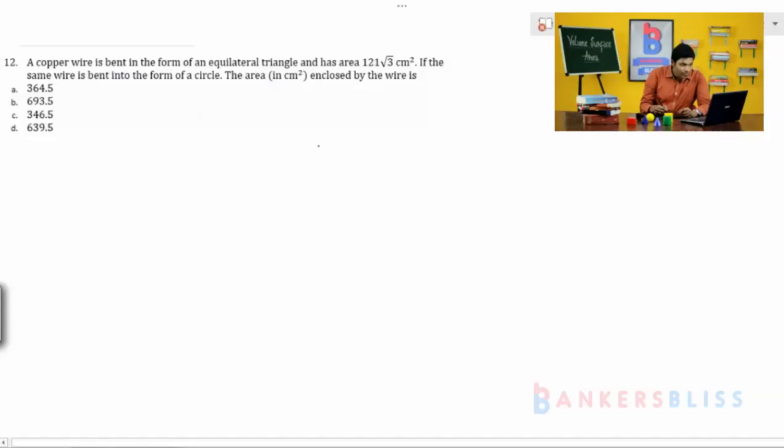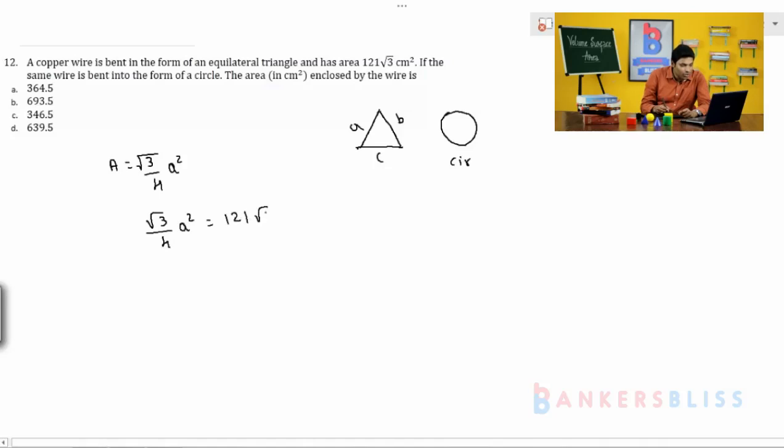See here, it is in the form of an equilateral triangle. The same wire A, B, C, they are forming in this form. A, B, C contains a circle. Whatever the perimeter you are going to get, the same thing is the circumference. So area of equilateral triangle is root 3 by 4 a square. So root 3 by 4 a square is equal to 121 root 3.